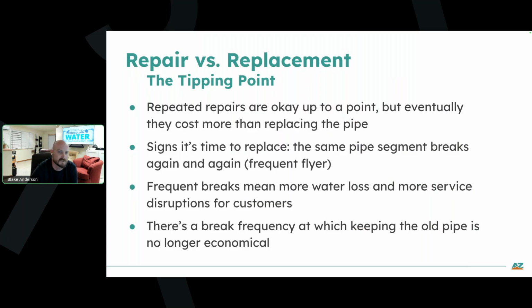But beyond the cost of the repairs or the wear and tear on your staff and morale, you also have water loss, and you have customer outages that you have to address. And so there becomes a tipping point, and it's not a perfect art, but your break frequency just doesn't make operational or financial sense at a certain point to keep patching and repairing. It's our job to figure out what that point is, and where the cost to replace overtakes the cost to repair is the smarter choice.